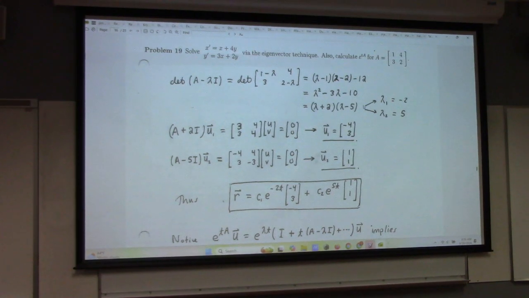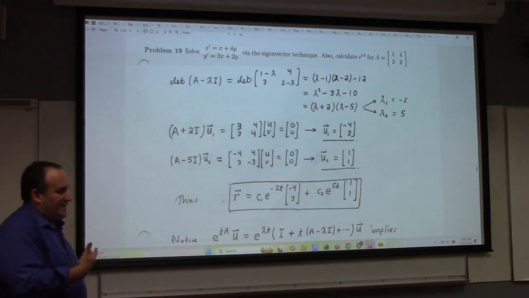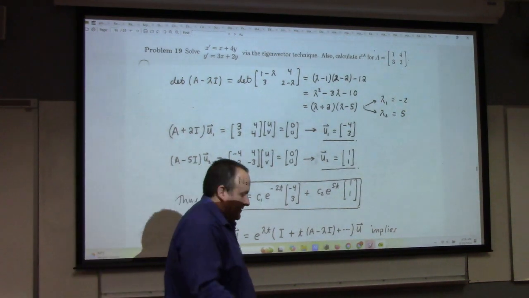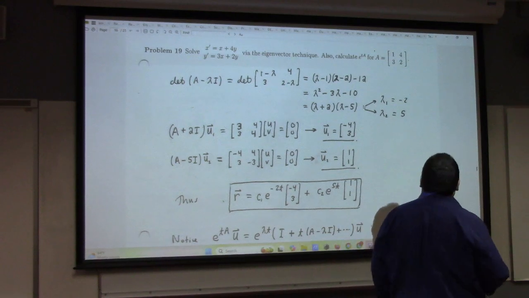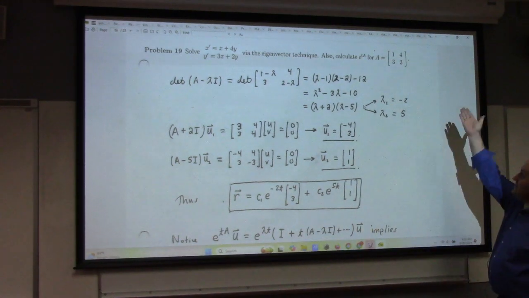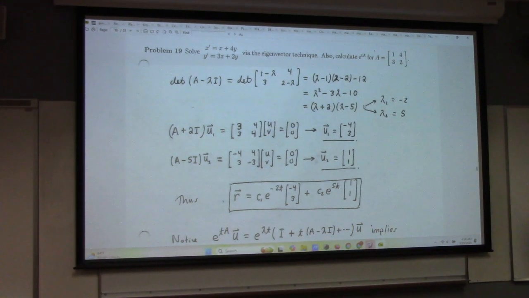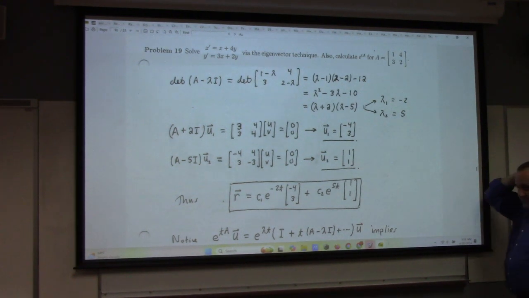Now, there was something. This is the most unfair thing on the homework because I just slipped through the cracks. If any of you had asked me any day about this in class, I would have talked about it, but nobody did, so I didn't. How do you calculate e to the tA? That actually requires some thinking that we haven't done in class, I don't think. But here's how I would do it.